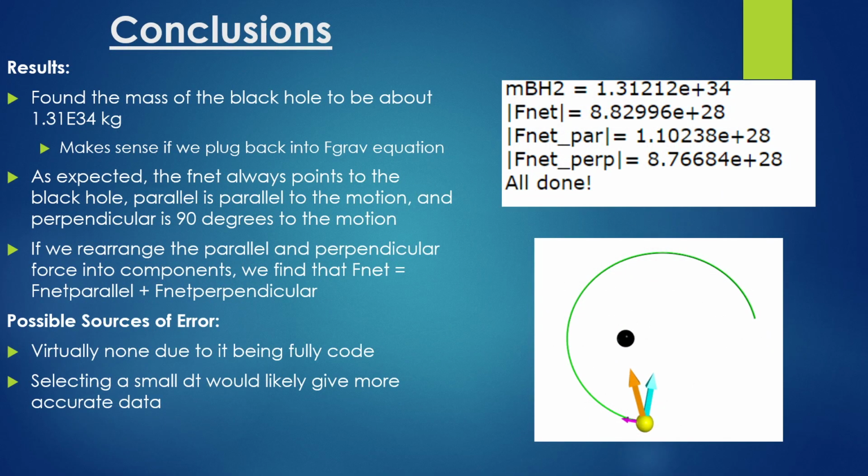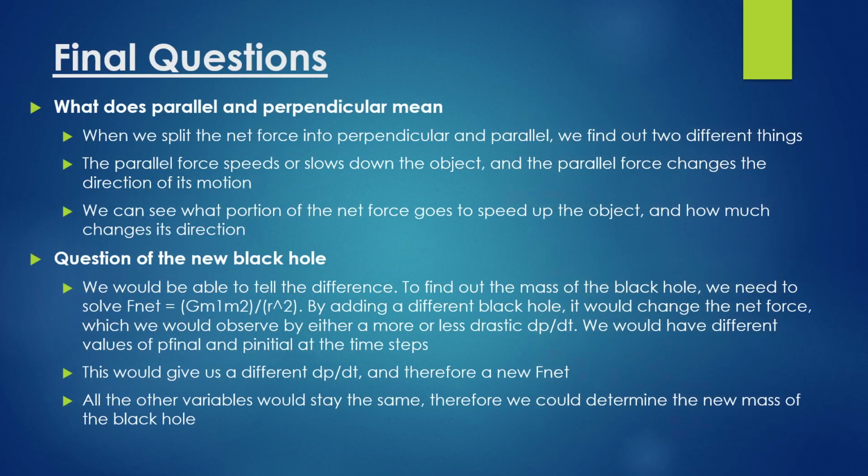We found the mass of the black hole to be around 1.31 times 10 to the 34th kilograms. It makes sense if we plug it back into the F gravity equation. As expected, the Fnet always points to the black hole, parallel is parallel to motion, and perpendicular is 90 degrees to the motion. If we rearrange the parallel and perpendicular force into components, we find that Fnet is equal to Fnet parallel plus Fnet perpendicular. Possible sources of error, virtually none due to it being fully code, but selecting a smaller dt would give probably more accurate data. Final questions.